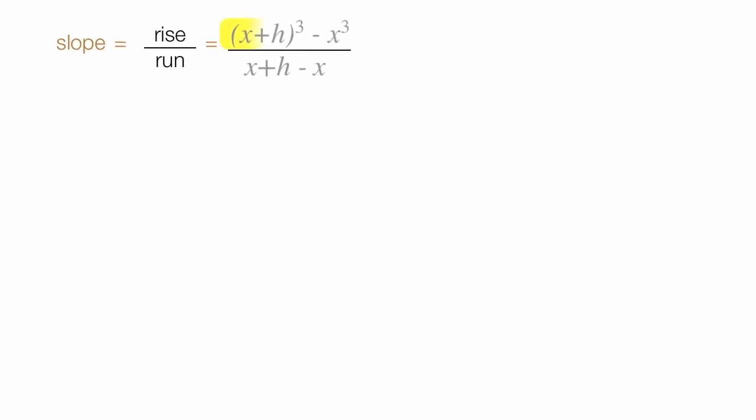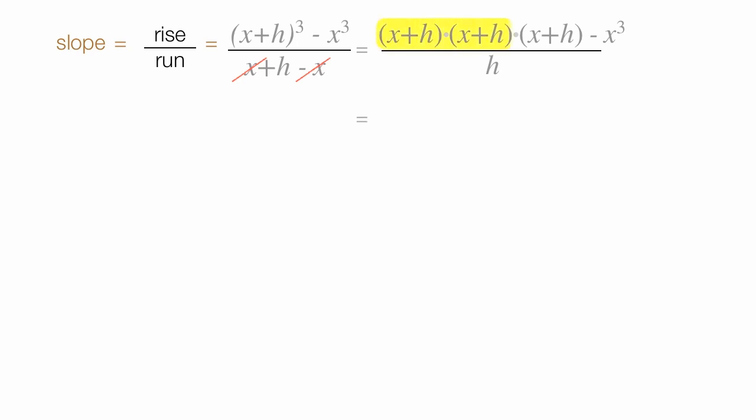X plus h cubed I can write as x plus h times x plus h times x plus h. And then I'll subtract x cubed divided by, those two x's cancel out, just h. If I multiply x plus h times x plus h, I get x squared plus 2xh plus h squared. Now I'll multiply this times x plus h, and I'll subtract off again x cubed, divided by h.